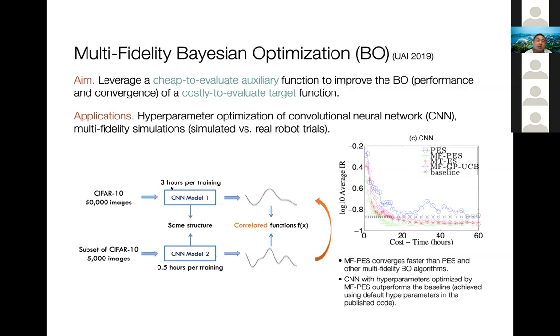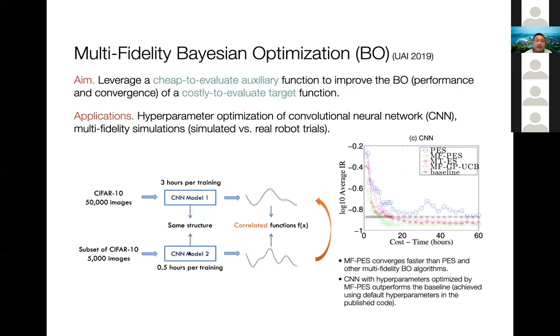Now, the question is whether there's any way to speed this up. As an example, could there be some kind of auxiliary setup or auxiliary function that allows us to sample more cheaply, yet provides some information about the target objective function that we have? In this setting, the target function is the validation accuracy for the CNN model on top. It's costly to evaluate because you need to train it every time with 50,000 images. On the other hand, suppose we want to train a CNN model where we only use 5,000 randomly sampled images. This would be much faster, say half an hour.